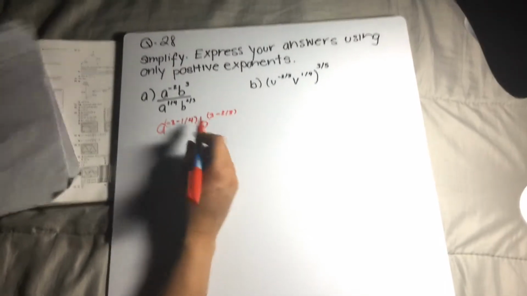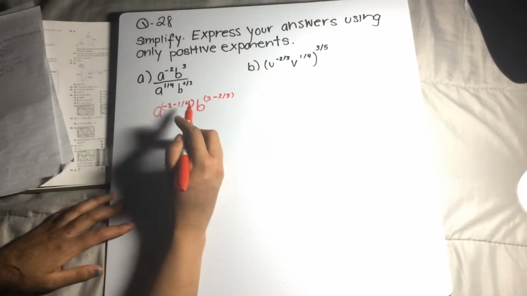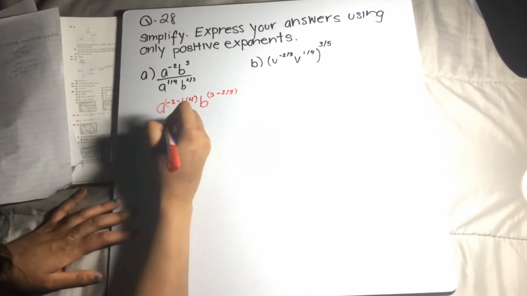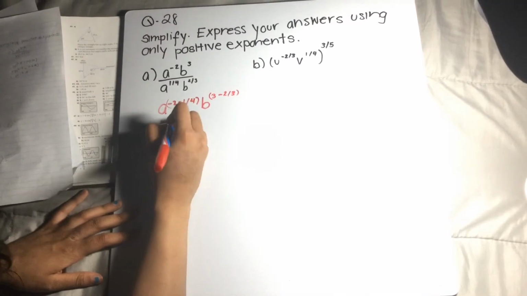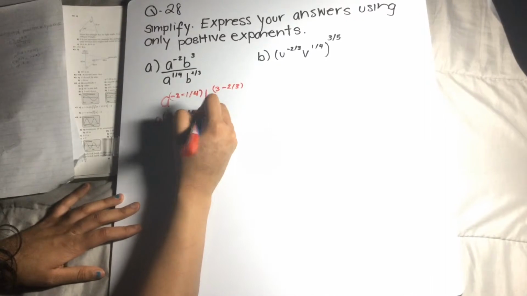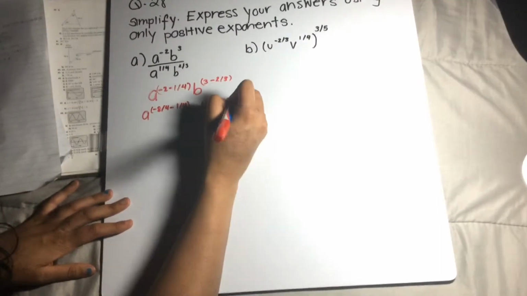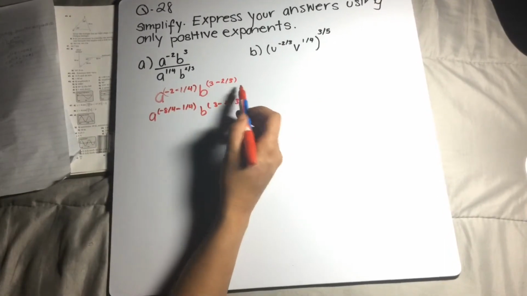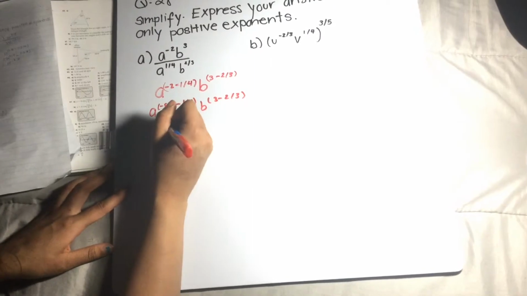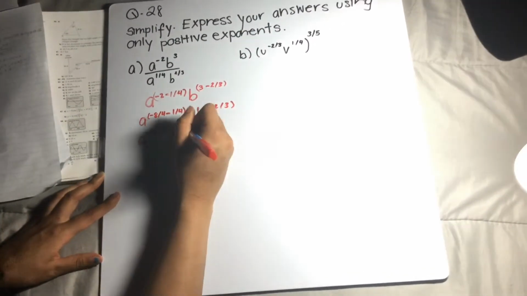Once you have that, you're just doing simple subtraction with fractions. All you need is a common denominator, which in this case is 4. So you're left with a to the -8/4, once you make common denominators, minus 1/4. And for b, you have 3 minus 2/3, because the common denominator here is 3. Once you're done subtracting, you'll have a to the -9/4 and b to 7/3.